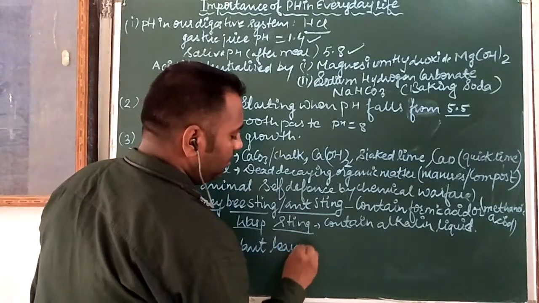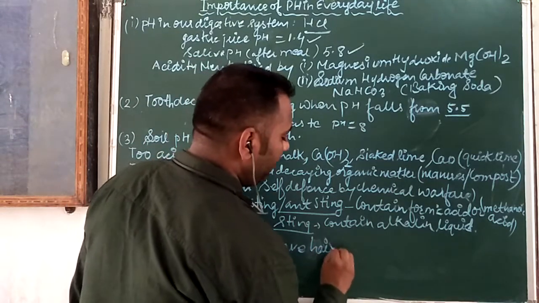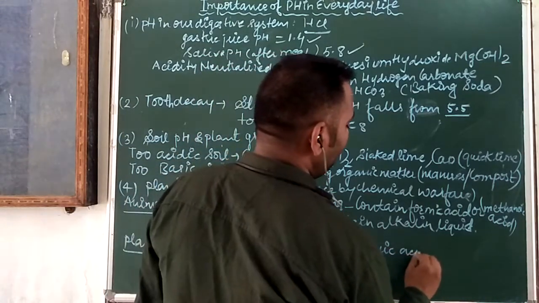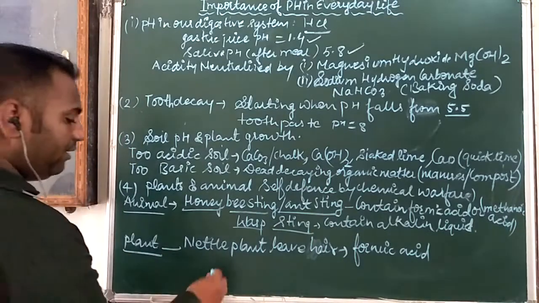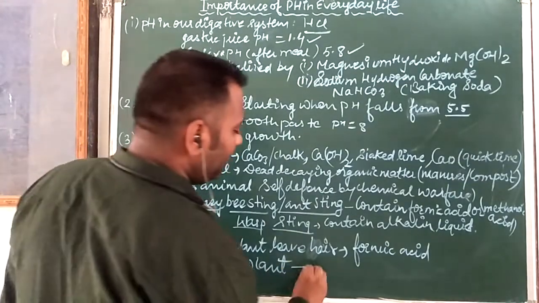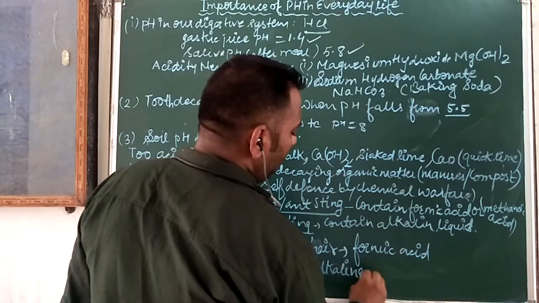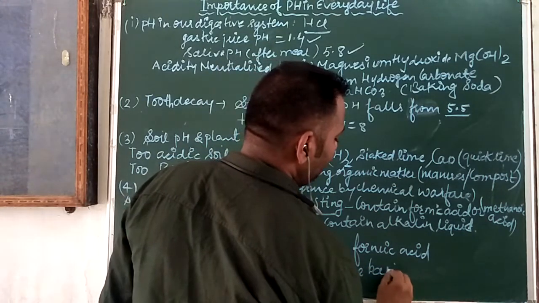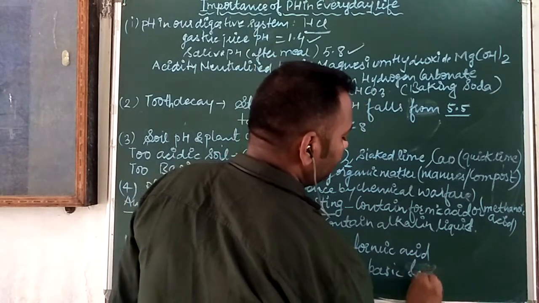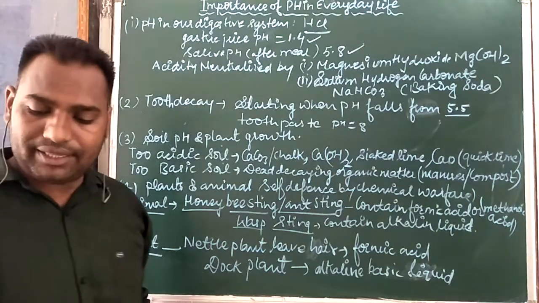Nettle plant leaves contain formic acid, and one more plant in nature, the dock plant, contains an alkaline, basic solution or liquid. So once again we have to remind ourselves of all these things.